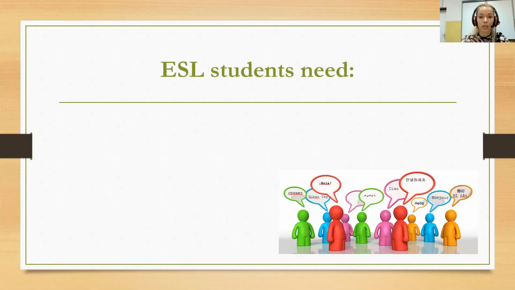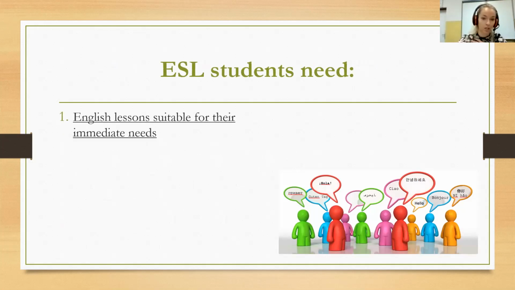Okay, so what do ESL students need? They need English lessons to be suitable for their immediate needs. If you have got a class full of recent immigrants struggling with how to fill out their forms, you have to teach them how to fill out forms. They don't need to learn anything besides what they really need. If you have got a group of foreign doctoral students, then teach them how to talk to their academic advisors and to be able to communicate in the medicine world.